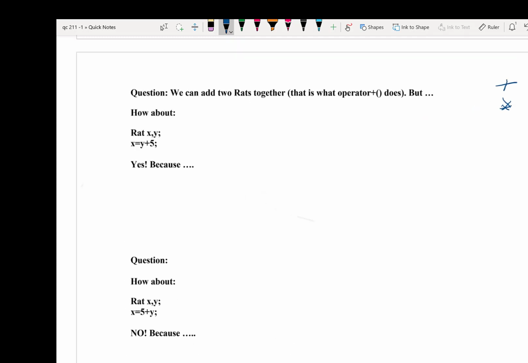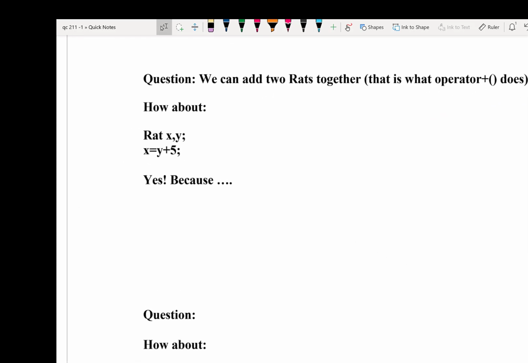If I have x and y are rats, right? So x is a rat. Let's say I give them values somehow. And y is a rat. And I want to say y plus 5. And then, of course, if it works correctly, this will give me some kind of rat, right? And I want to take the rat and assign it to x.